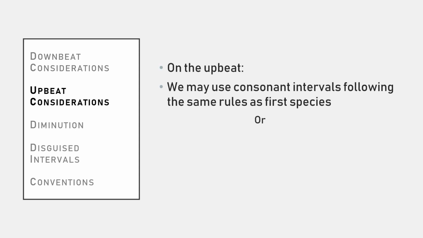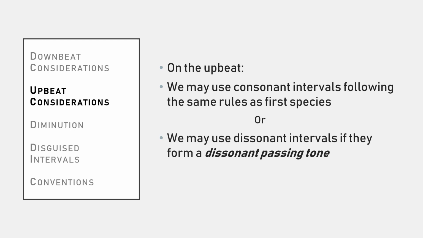On the upbeat, we may either use consonant intervals, following the same rules as first species, or we may use dissonant intervals if and only if they form what is called a dissonant passing tone. So what is a dissonant passing tone?